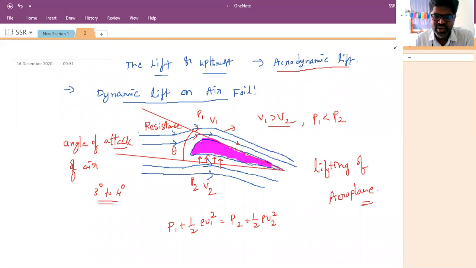Yeah, if you go fast also, you can fly, no doubt. But you have to create an aerodynamic lift.